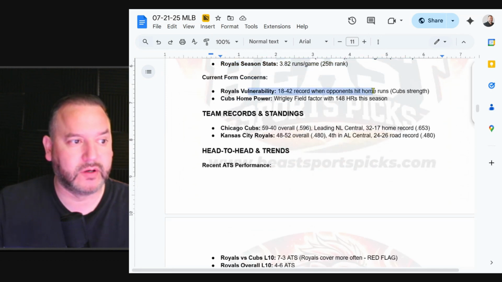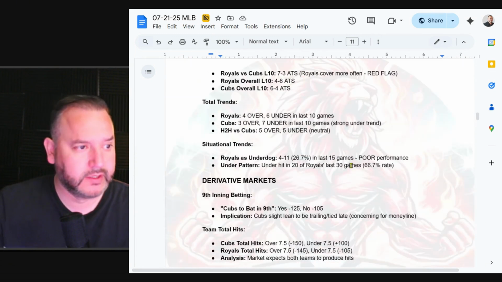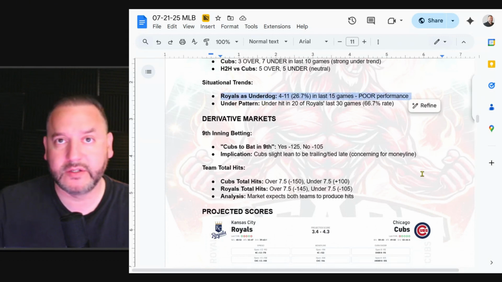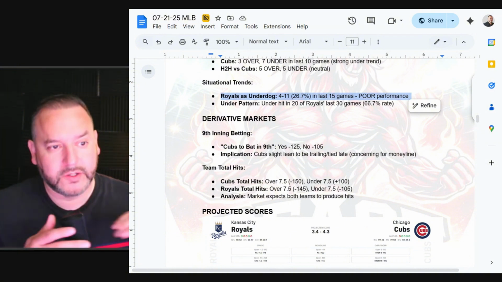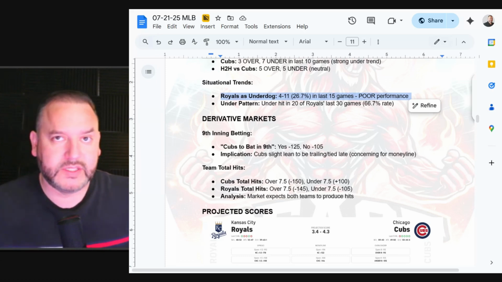They do have a vulnerability, 18-42, when the Cubs are hitting a lot of home runs and stuff like that. So there is a lot of information here. I'm not going to get into all the details, but this is a big one. The Royals as an underdog, they're 26%. So basically, whenever they start as an underdog, like they are today, because the Cubs are favored, the Royals have only won 26% of those games.